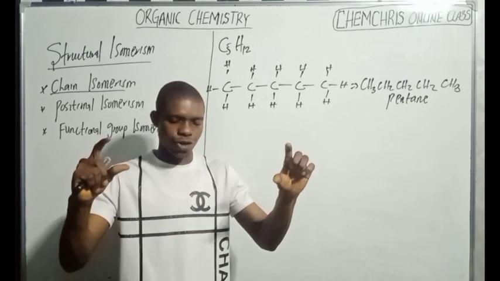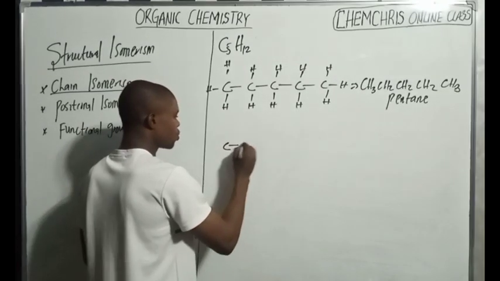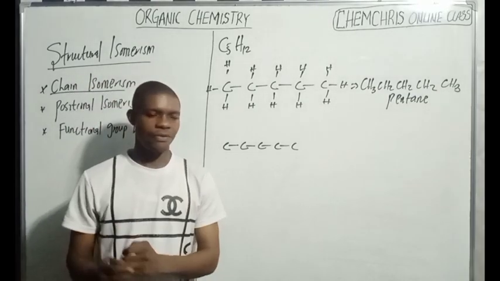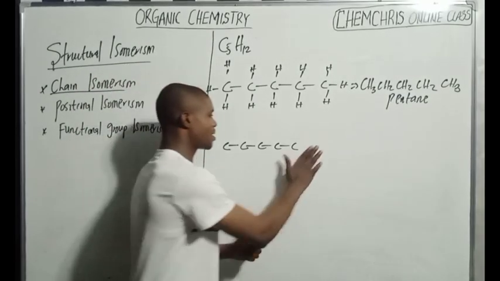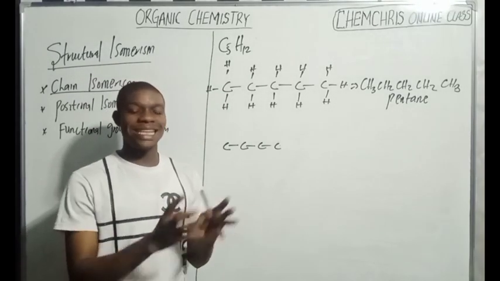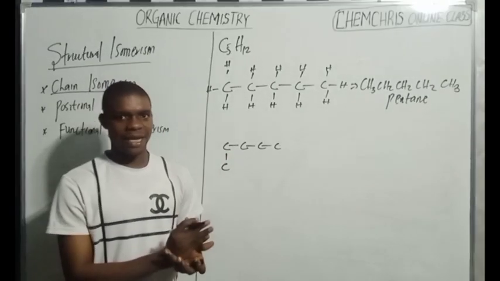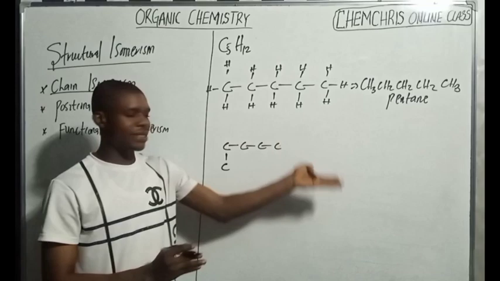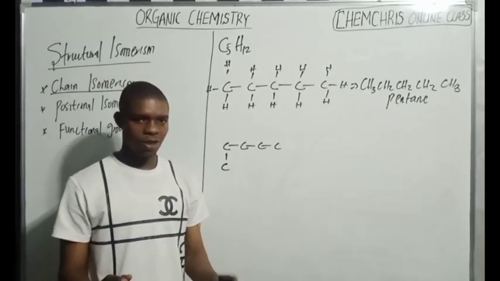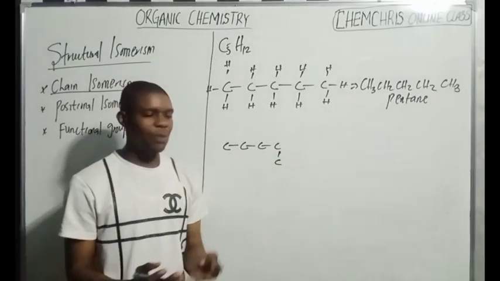Now let's decrease that five carbon chain to a four carbon chain. So you have 1, 2, 3, 4, 5. Let's decrease to four. There are different ways you can place the remaining carbon atom. If I place it here, I still have pentane because the longest chain is 5, there's no branch. Same thing here: if I place it here, I will still get 5.